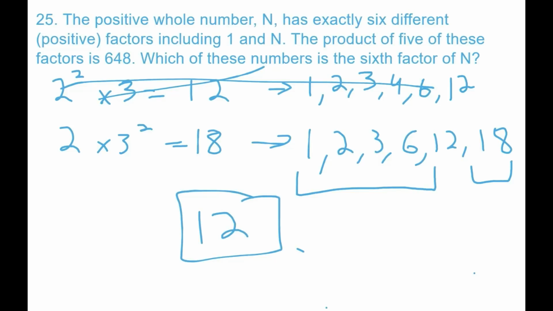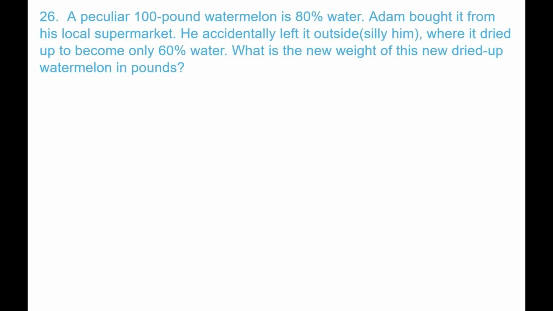Let's move on to problem number 26. A peculiar 100-pound watermelon is 80% water. Adam bought it from his local supermarket. He accidentally left it outside, where it dried up to become only 60% water. What is the new weight of this new dried up watermelon in pounds?